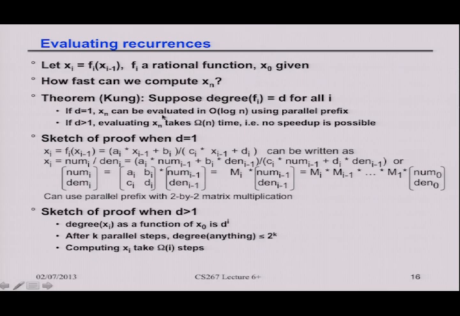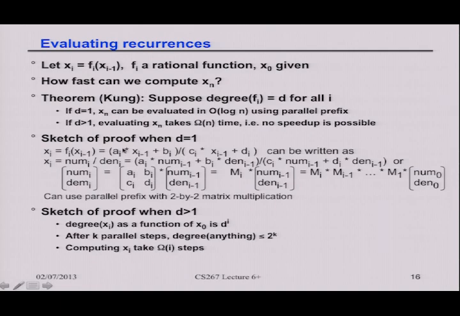So here's the theorem. Let's suppose that all of these functions have the same degree. So they're all linear divided by linear, or quadratic divided by quadratic, or cubic divided by cubic. So d is the degree. Then if they're linear, I can do it in log n time, and it's parallel prefix. And that's as fast as you can go. But if the degree is bigger than 1, you can't do it faster than sequential. Sequential wins. It takes you order n time to get x sub n. And so there's a big gap there. And so here's the proof.